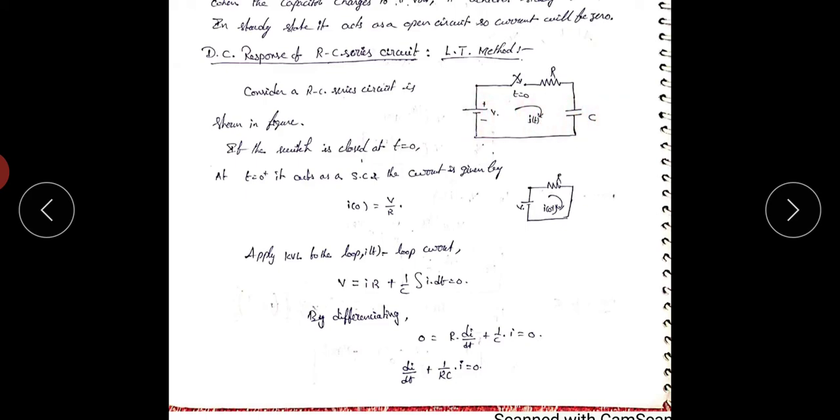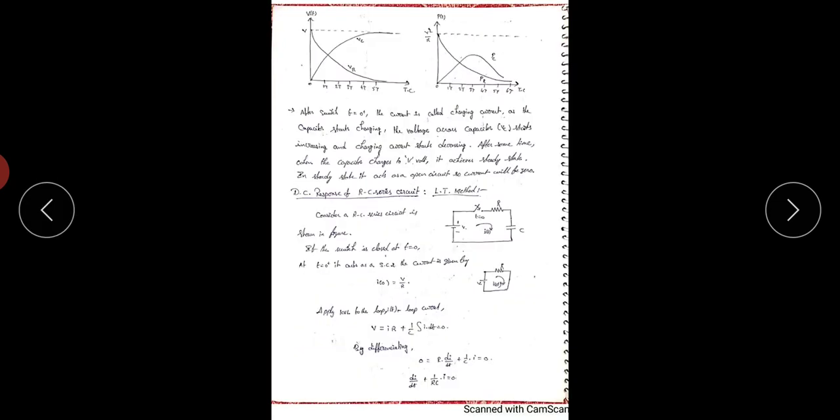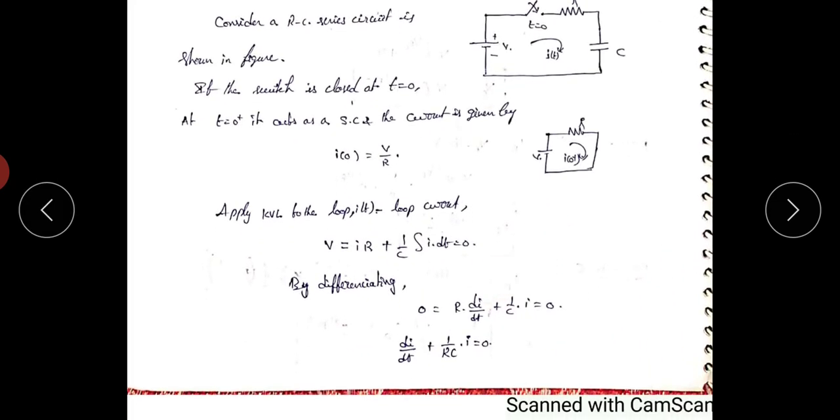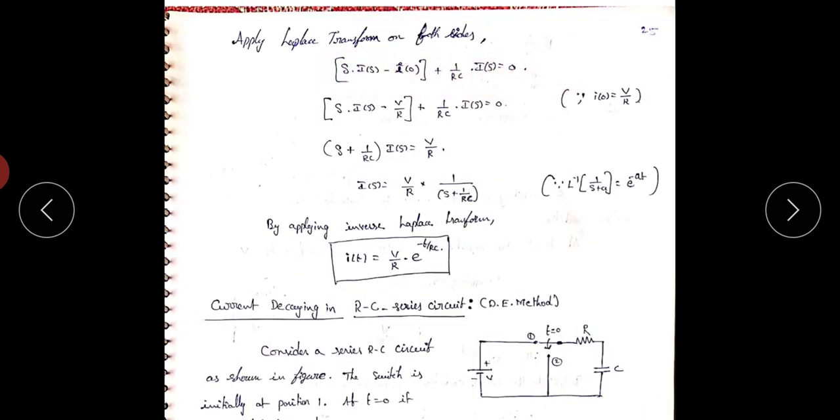For this circuit after t equals 0, that is, from t equals 0 to infinity, the KVL equation, by differentiating the expression, becomes 0 equals R into di by dt plus 1 by C into I, or di by dt plus 1 by RC into I equals 0. Now apply the Laplace transform on both sides. The Laplace transform of di by dt equals S into I of s minus I of 0, plus 1 by RC into I of s, equals 0. By applying the Laplace transform we get this expression.